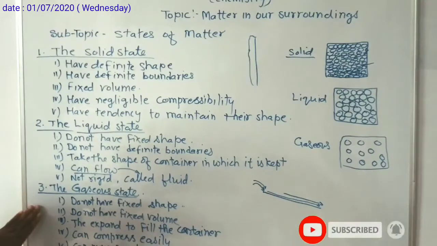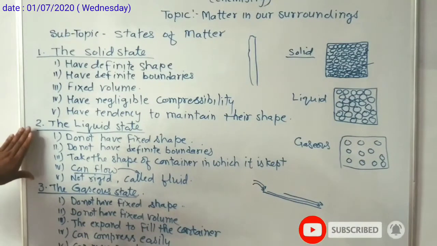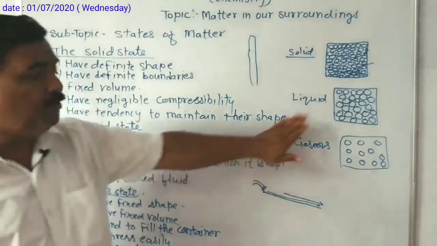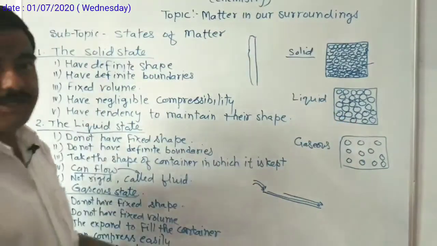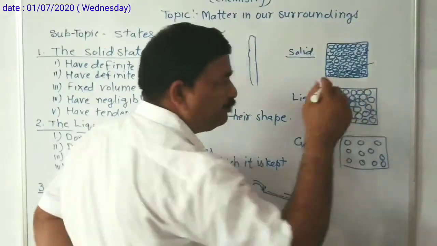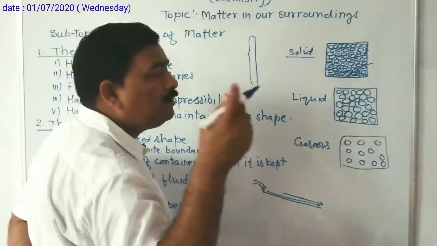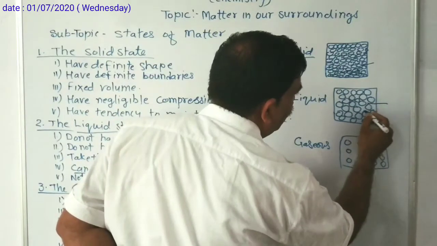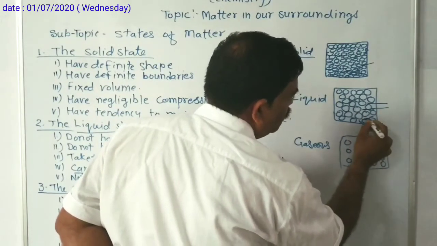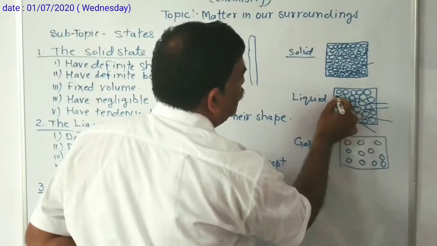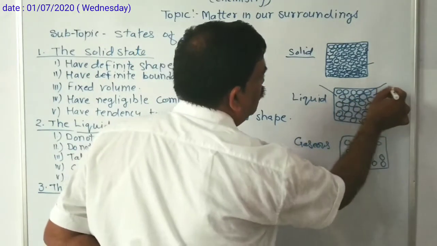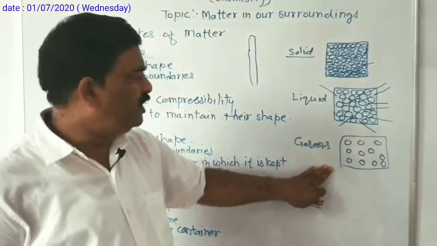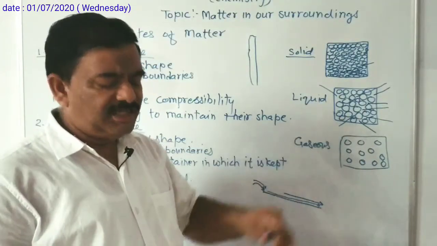Before starting the gaseous state, I just want to tell you more about the liquid state. It means the molecular arrangement of the liquid state, how the molecules of the liquid are arranged. You can easily see that there is intermolecular space between the molecules of gas. Here also you can see, but less space in comparison to the gas. They will have less space.